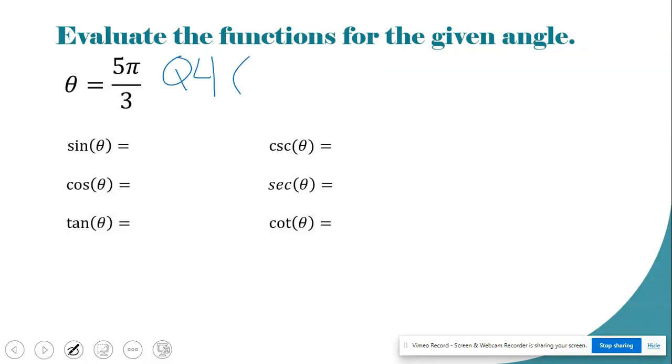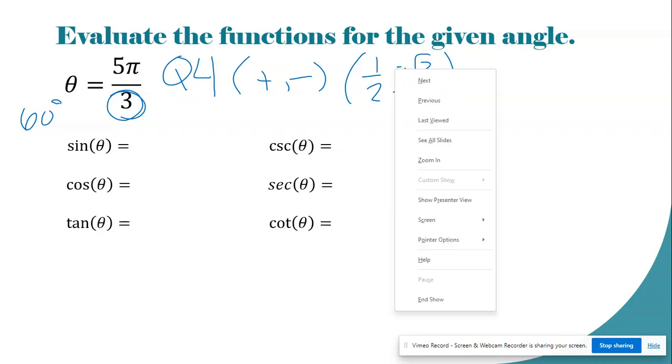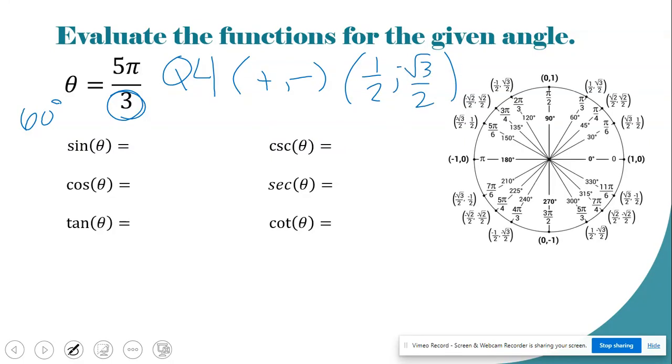And remember, in quadrant 4, x is positive, but y is negative. And if it's 5 pi over 3, if it's over 3, that means it's going to be one of the 60-degree angle measures. That's the reference angle. So we can use that. If it's a 60-degree reference angle, that means the coordinate is 1/2, root 3 over 2, and we'll just have to change the sign since it is in quadrant 4. And if you look here, 5 pi over 3, it's 1/2, negative root 3 over 2, just as I was explaining. So sine, that's the y coordinate, negative root 3 over 2. Cosine, that's the x coordinate, 1/2.